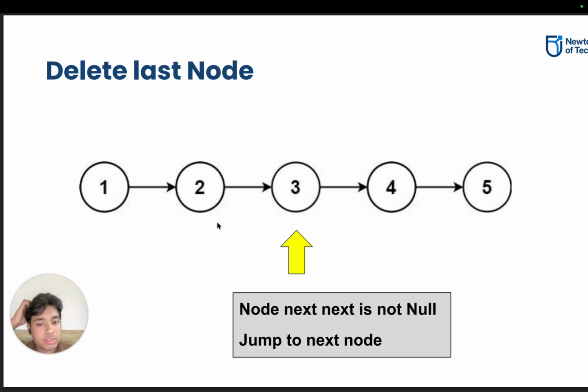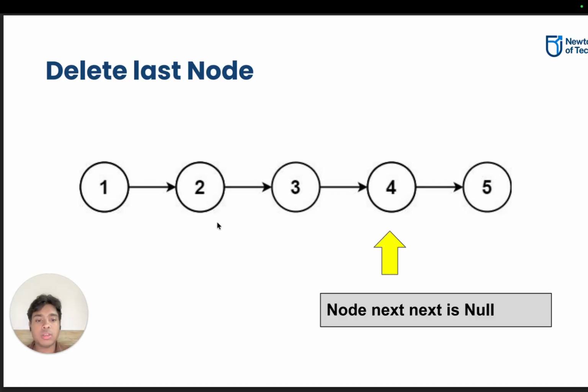So here you can see at 3, the next node is 4, and next.next is 5. It is also not a null value. So, as I told you, we will again jump to the next node as usual. Here you can see the next node is 5, but next.next is null. So we got the second-to-last value in the linked list.